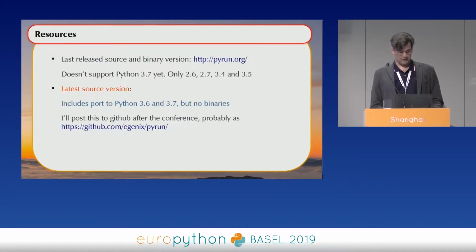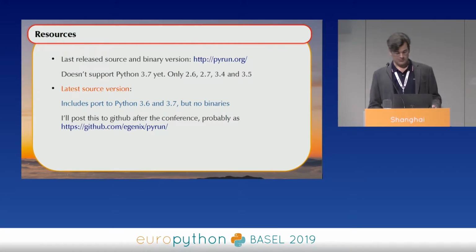So this is where you can get PyRun. Like I said, the released source and binary versions are a bit older. The released ones only support 3.5 as the latest version and 2.7. What I will do is I will put the current version that I have already working up on GitHub, so you can download the sources and then compile it yourself.